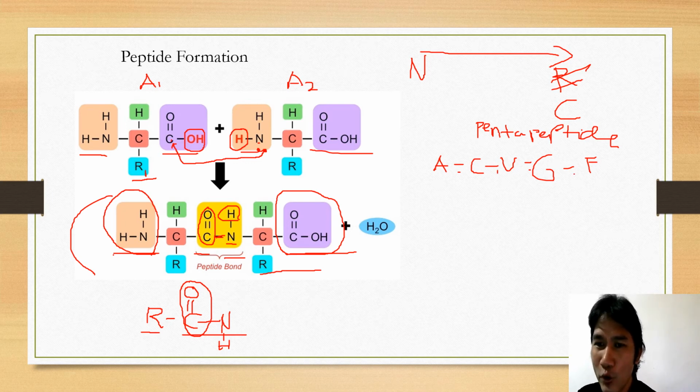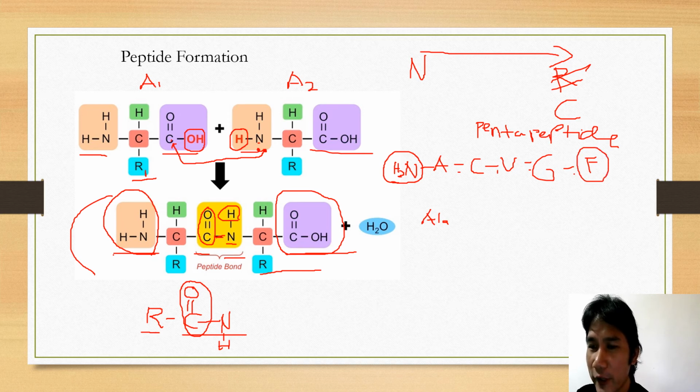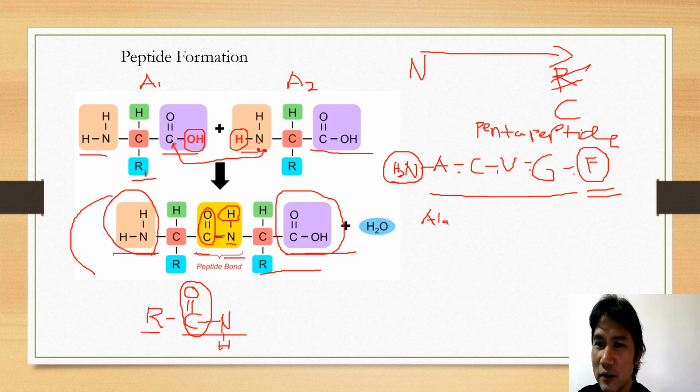What is the amino acid at the N terminal? That's alanine, because the alanine has a free amino group. What is the amino acid at the C terminal? It's phenylalanine. Why? Because phenylalanine has a free carboxyl group. Its carboxyl group is not involved in the peptide formation, unlike the other amino acids here, whose amino groups and carboxyl groups participated in the peptide formation.